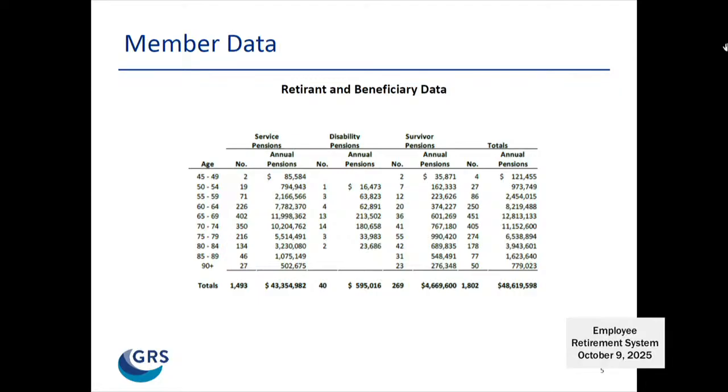There were also 40 disabled pensioners, members that terminated from active status because they became disabled. At December 31, 2024, they were collecting $595,000 in total. And then we also had 269 survivors and beneficiaries. A survivor is somebody that was married to somebody who was active that might have passed away in service or while they were still actively employed, and they collect a pension. And your beneficiaries are the beneficiary of a person that was previously retired. There were 269 of them with an annual allowance of $4.467 million, for a total of 1,802 retirees, and the annual allowance is about $48.6 million.